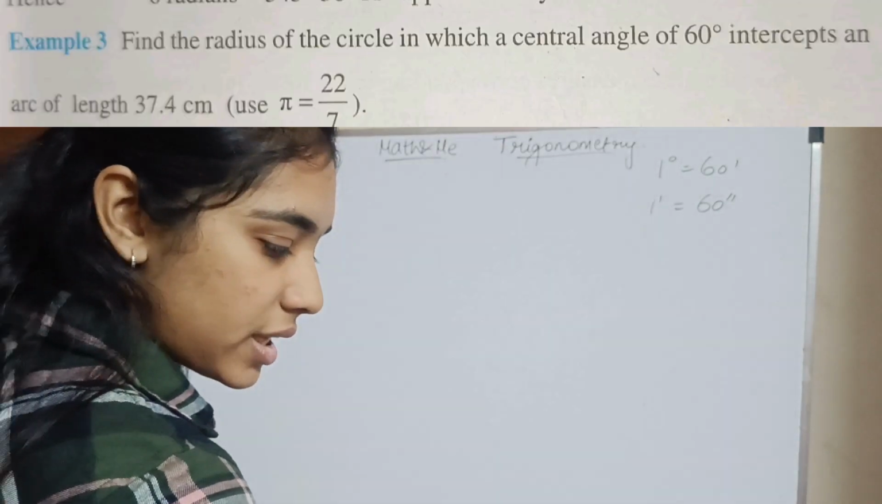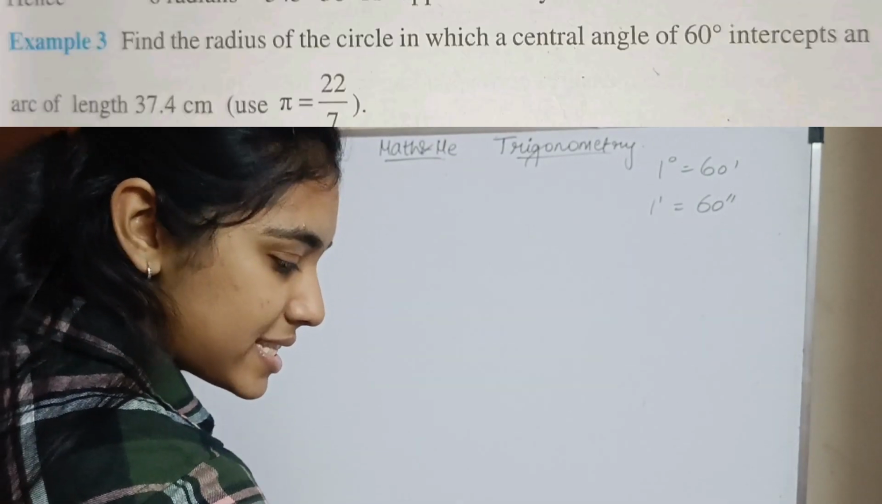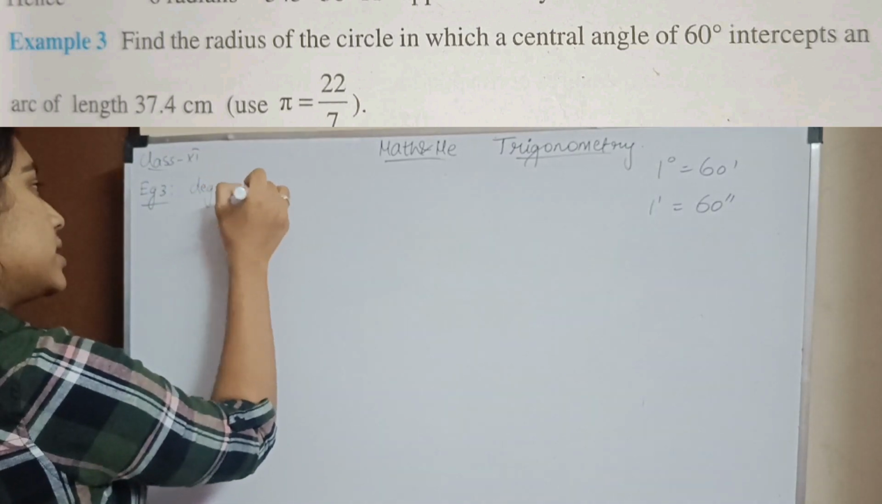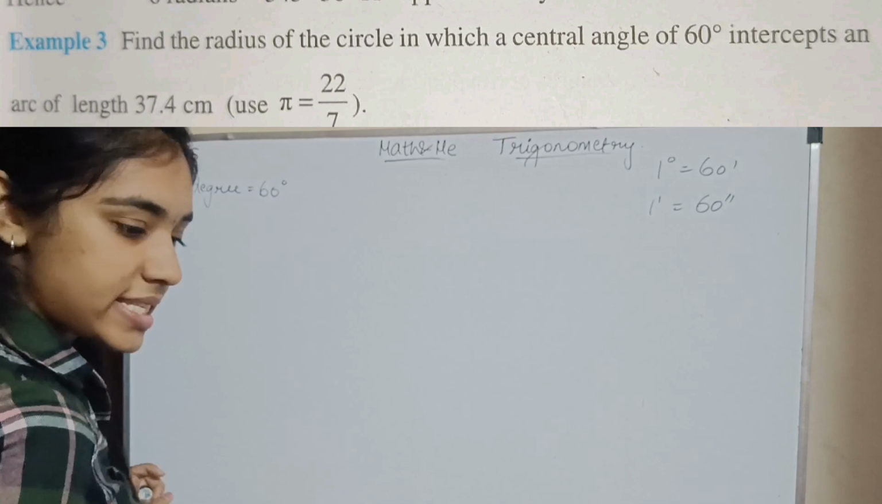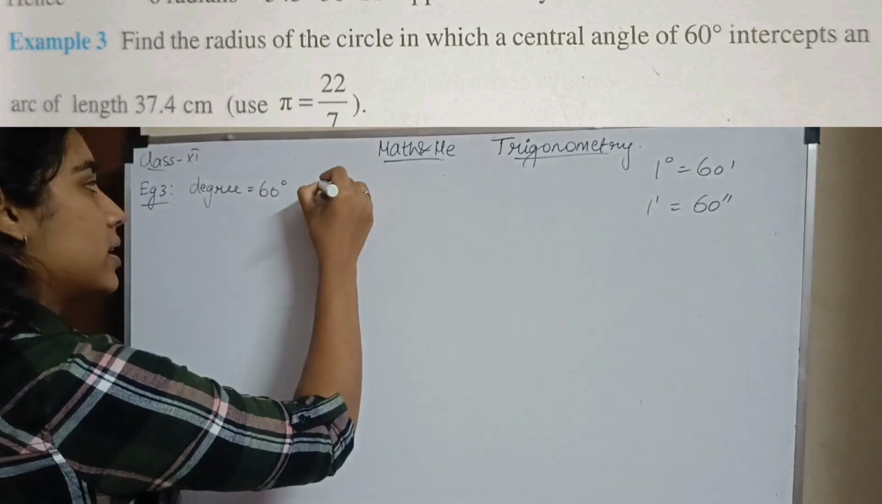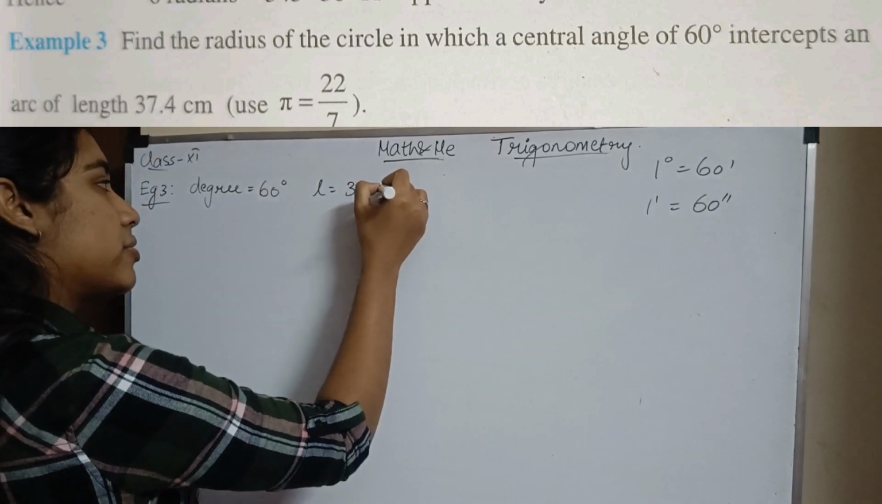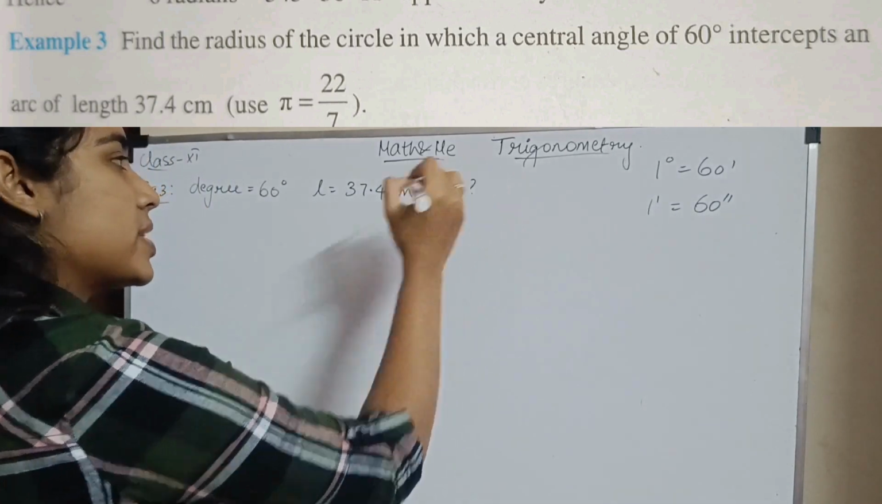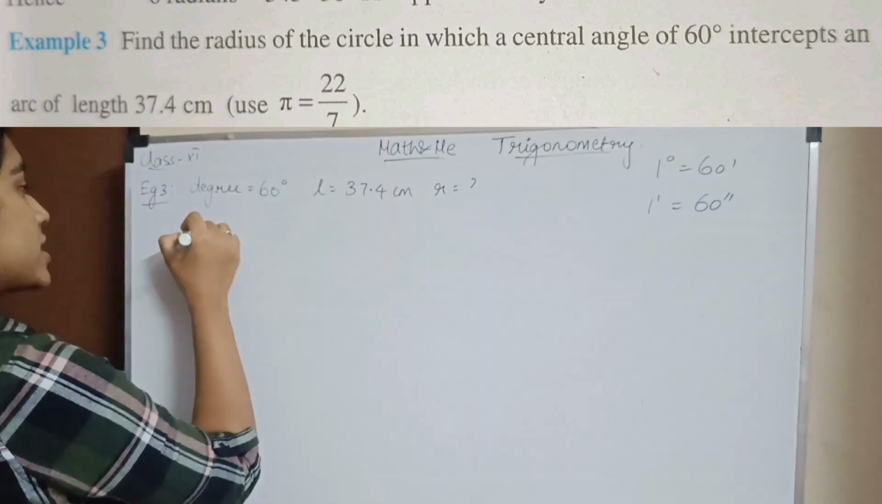Find the radius of the circle in which the central angle is 60 degrees. The angle, the degree measure, is given: 60 degrees, and the length is 37.4 centimeter. They are asking us to find the radius of the circle. So what is the relation I know?